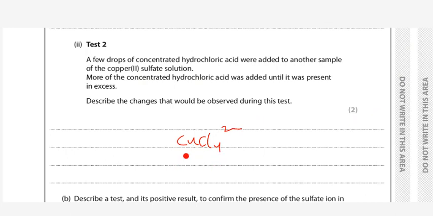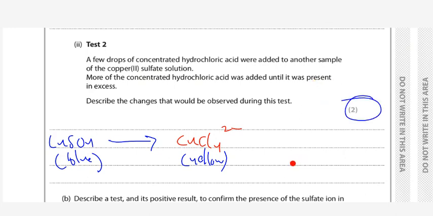Now, tetrachlorocuprate is a yellow solution, whereas copper sulfate is a blue solution. So the blue solution turns yellow. That's the observation. But you have noticed there are 2 marks given, so we also have to explain the intermediate color change.